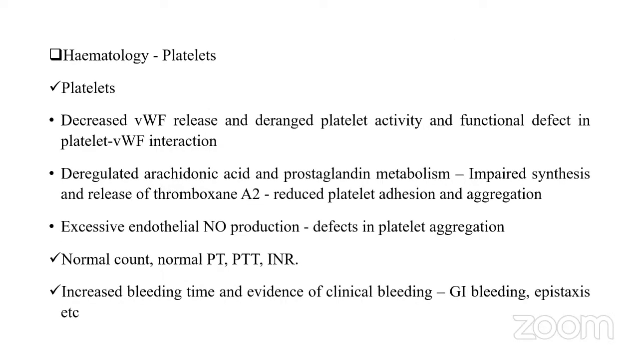These patients usually have increased bleeding time because of decreased von Willebrand factor release, deranged platelet activity, a functional defect in the platelet von Willebrand factor interaction, and dysregulated arachidonic acid and prostaglandin metabolism. It can lead to impaired synthesis and release of thromboxane A2 and reduced platelet adhesion and aggregation. And these patients have increased nitric oxide production from the endothelial cells. It can lead to a defect in platelet aggregation. These patients usually have normal platelet count, prothrombin time, PTT and INR.